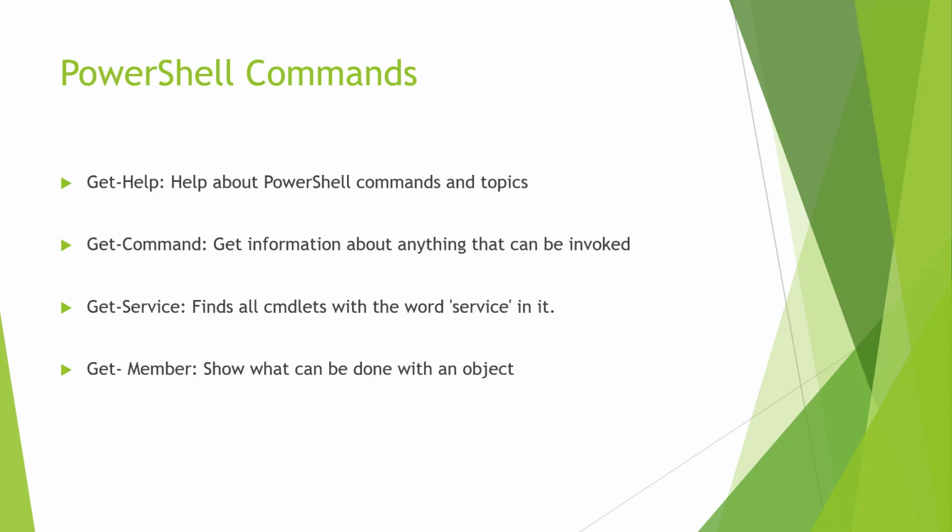Alright, so some basic commands. Things like get help, get command, get service, get member. So get help is how we get help. Get command, basically get information about anything that we can invoke. Get service, we'll find command lines that start with the word service. So get -service, it'll do that. Get member or get -member. I'm going to show you syntax to some of these. We'll show what you can do with an object. So let's go ahead, let's drill down in some of these commands.